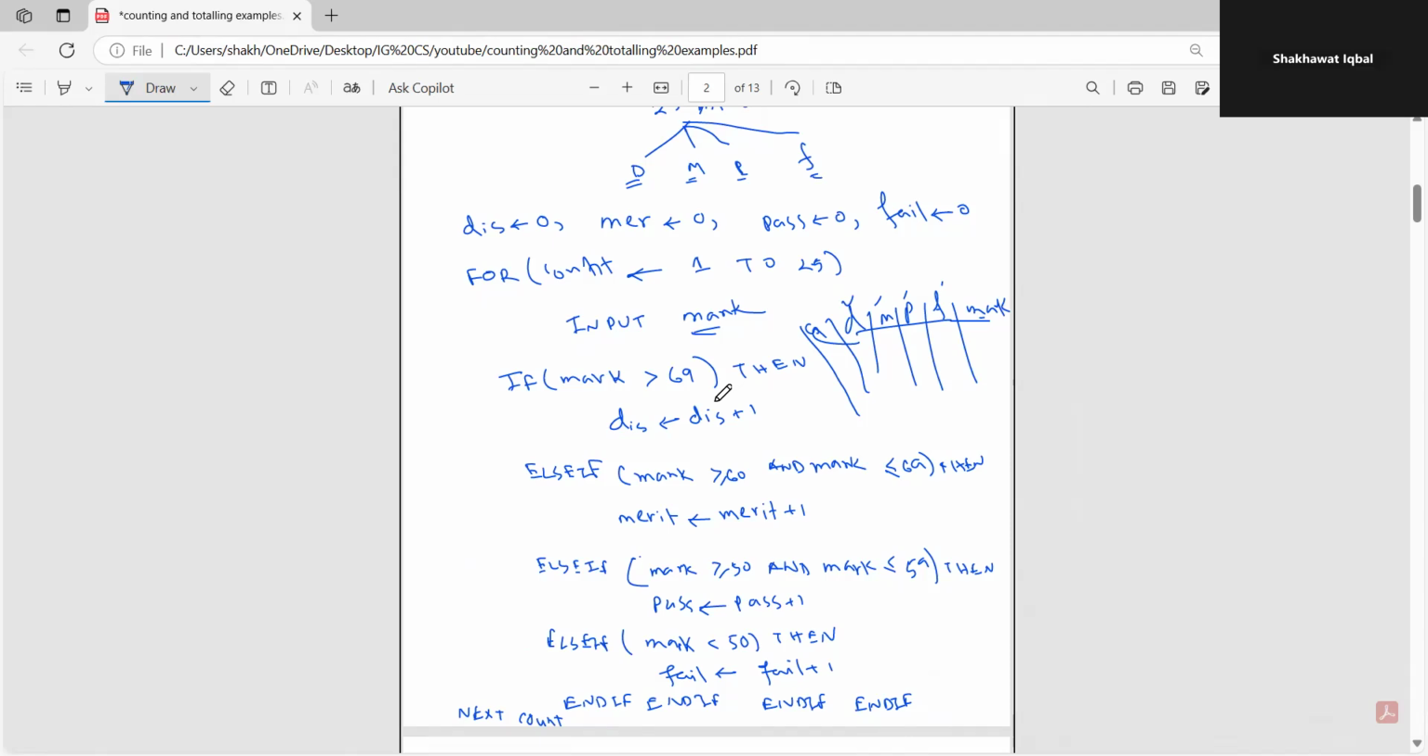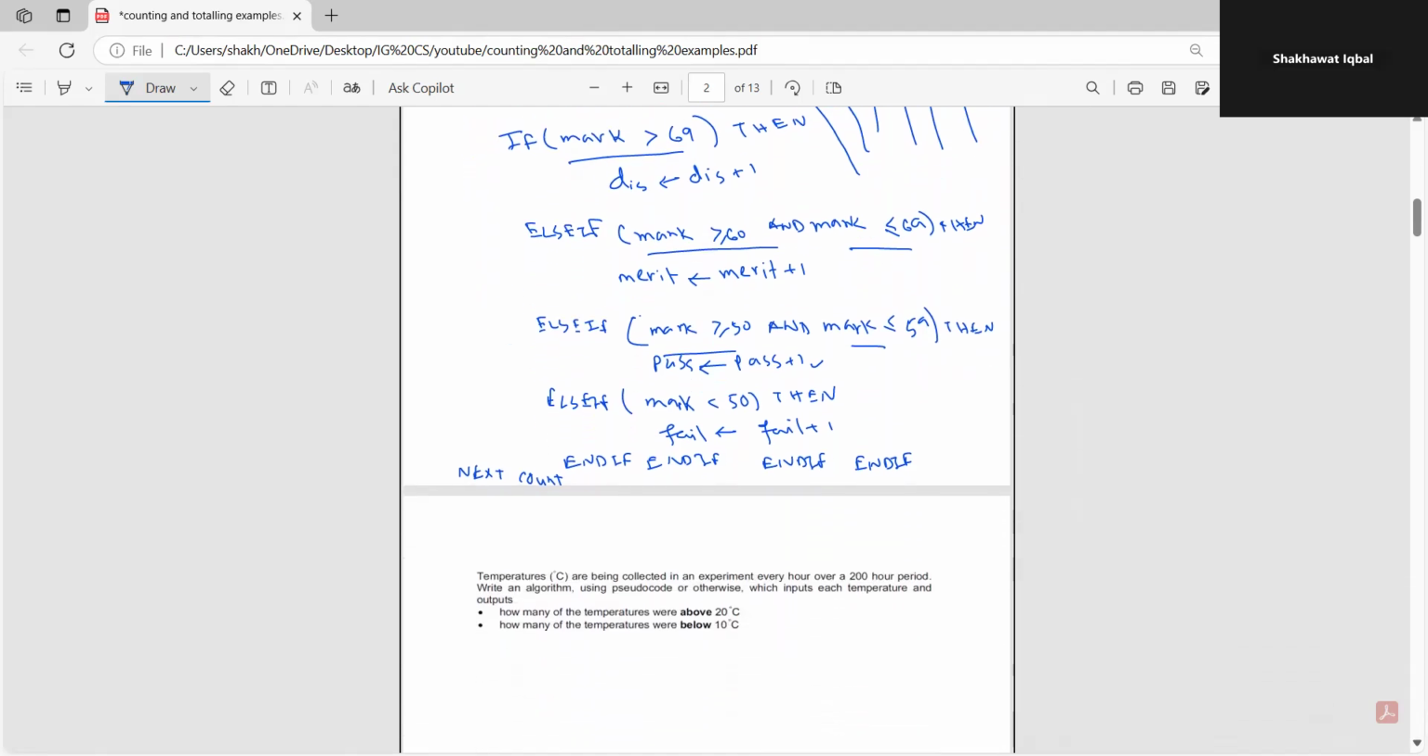So this is the way we calculate counting. And counting always depends on a condition, as you can see, a mathematical condition. Logically, you have to take a decision, and based on the decision, you have to increase or decrease a particular variable. And finally, we have to print: number of pass is pass, number of merit is merit, number of distinction is distinction, number of fail is fail. So 4 statements we need to generate to show the result properly. I hope you understand.